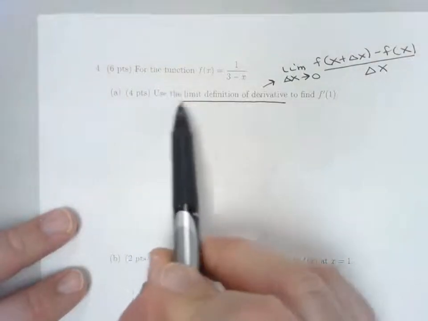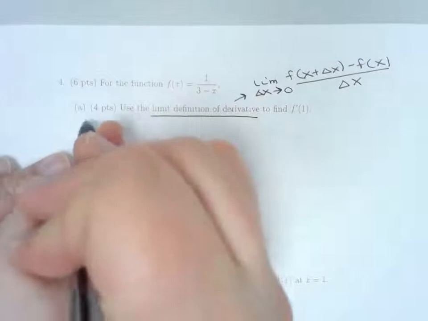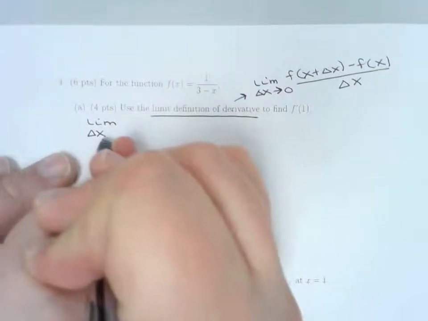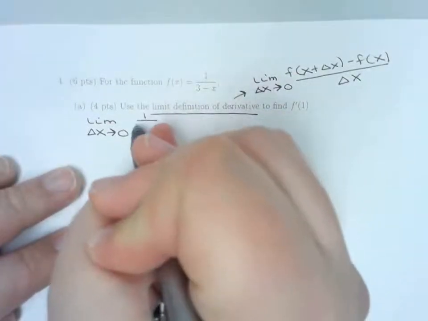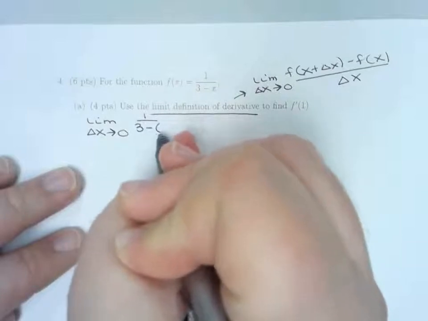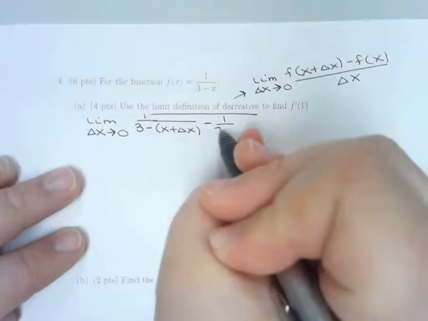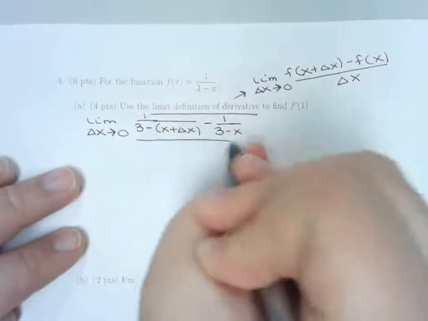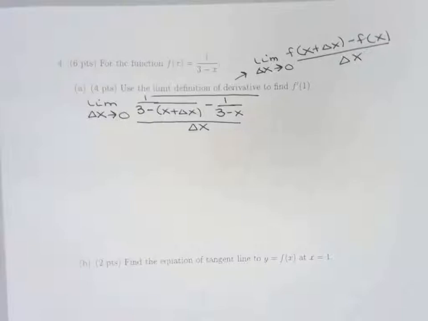We've done ones like this before. We're going to use the limit definition of a derivative to find f prime of 1. So make sure you use this and not just take the derivative shortcuts. So start plugging in. Limit as delta x goes to 0 of f of x plus delta x: you take x plus delta x and plug it in where x is. So it's going to be 3 minus x plus delta x, minus 1 over 3 minus x, over delta x. So you take x plus delta x and plug it in where x is in the original, minus f of x, which is just your function, all over delta x.